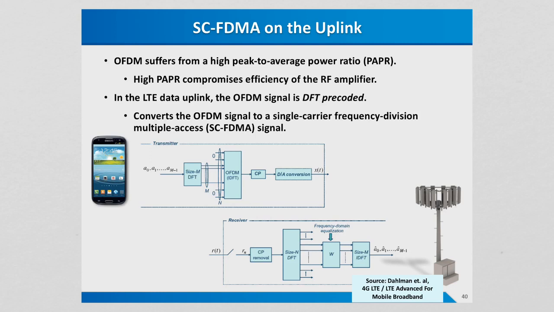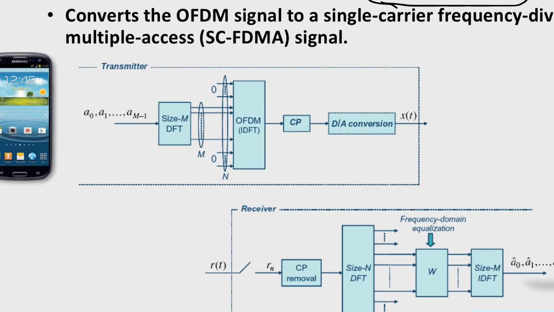Strictly speaking, the uplink signal in LTE is not OFDM, but it's a derivative of OFDM called DFT precoded or DFT spread OFDM, or sometimes just more commonly called single carrier FDMA. And so single carrier FDMA, it looks a lot like what we saw for OFDM. In fact, you have an inverse FFT right there. You add a cyclic prefix.